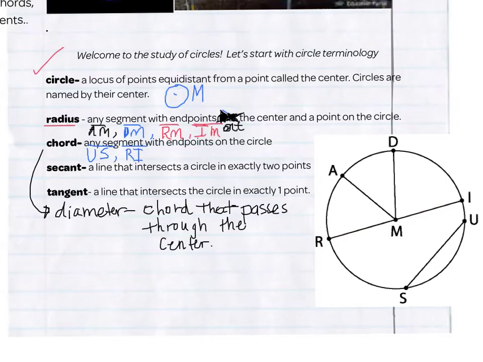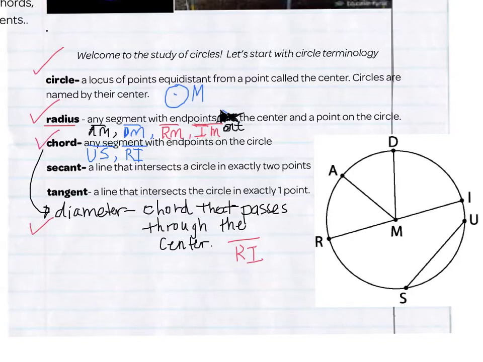Now the other special chord, which is RI, is actually a diameter. And I want you to add this to your definitions. A diameter is a chord that passes through the center. And if we look clearly here, RI is a chord, but it actually has point M on that line, so that makes it also a diameter. So I'm going to write here, that will be RI. All right, so we've taken care of circle, radius, diameter, and chord.